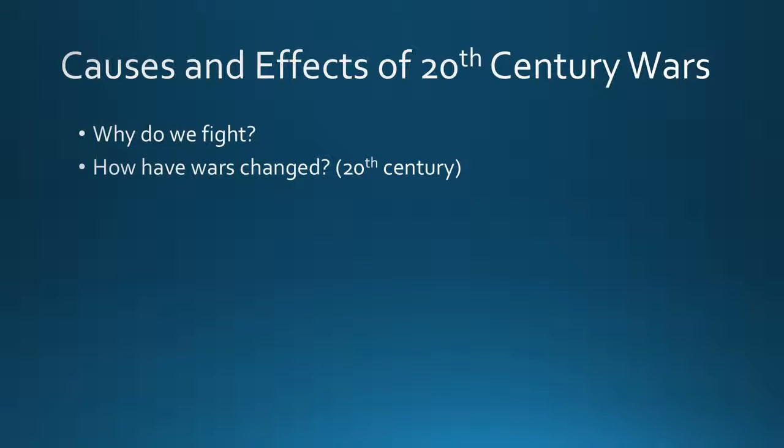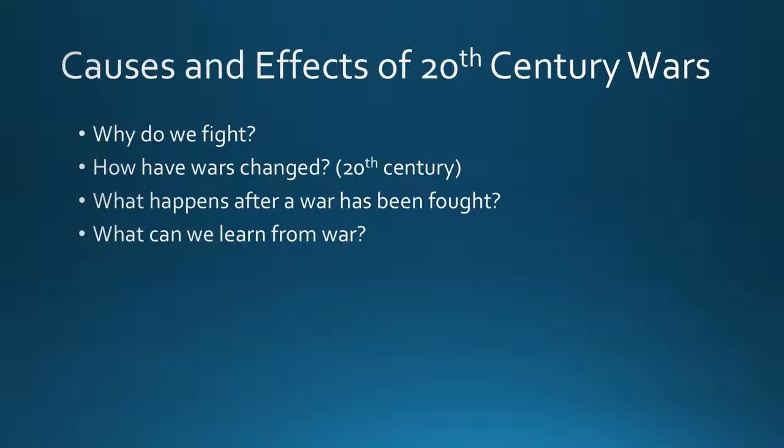Another question is: how have wars changed? Again, we just established that wars happen all the time, but how are they different? What new things have come about? Especially in the 20th century, we certainly did see new technologies, new reasons for fighting, new effects of fighting. So we want to keep those in mind, but also be specific on how these wars have changed.